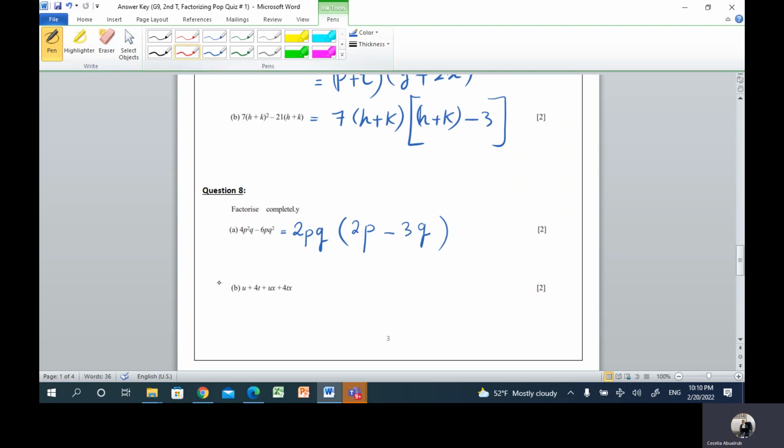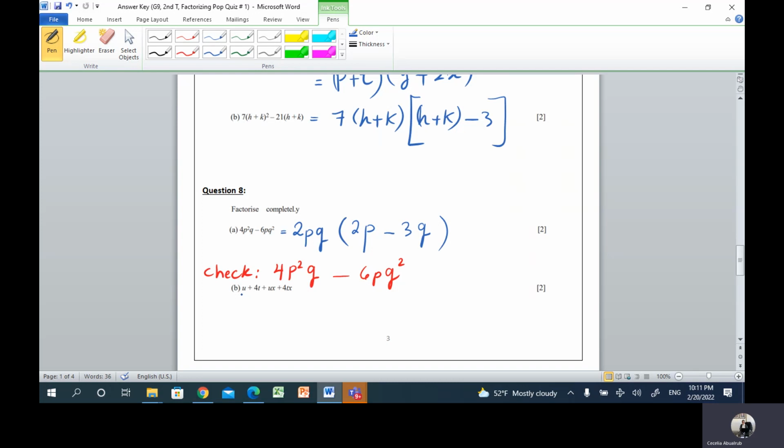Of course, we always check by expanding. Since I have the space here, I'm going to do the checking. 2pq times 2p is going to be 4p squared q. 2pq times negative 3q will be negative 6pq squared. Now, let's go to the next one.